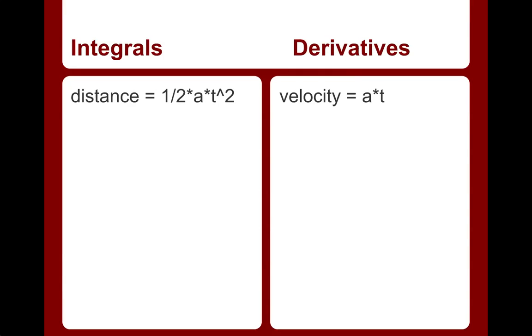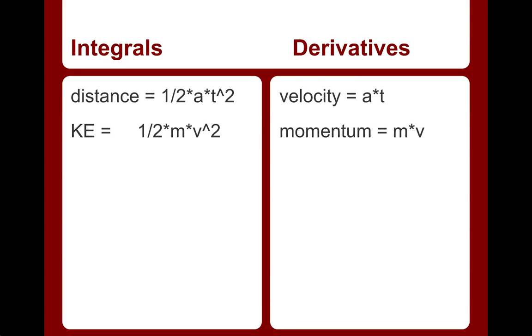Now, there's a very similar relationship between momentum and kinetic energy. We know that momentum equals mass times velocity, and kinetic energy equals 1/2 times mass times velocity squared. So it turns out that kinetic energy is the integral of momentum.